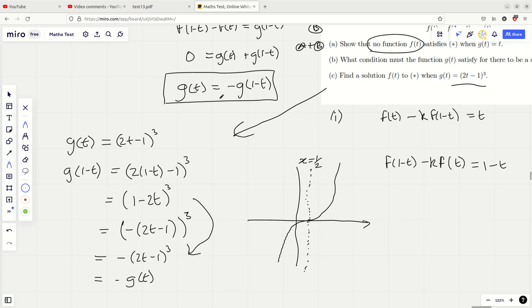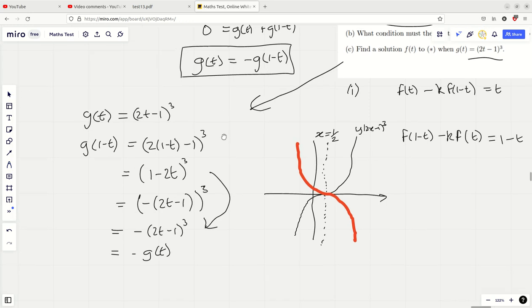I like interpreting these kinds of statements geometrically, I really do. So this is y equals 2x minus 1 cubed. If you reflect this in the line x equals a half, you get this, and I'm going a bit off topic here. And if you then reflect that in the x-axis, you get back to where you started. So an interesting relationship does hold.